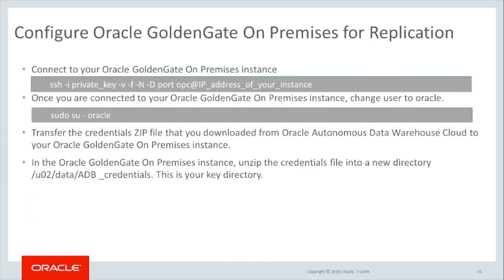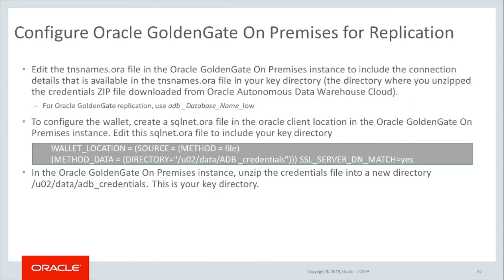Connect to your Oracle GoldenGate on-premises instance using SSH and a private key. Once you are connected, change user to oracle and transfer the credential zip file that you downloaded for Oracle Autonomous Database. It contains wallet connection information as described in previous modules. Edit the tnsnames.ora file in the Oracle GoldenGate on-premises instance to include the connection details that are available in the tnsnames.ora file in your key directory, the directory where you unzipped the credential file which you downloaded for Autonomous Database in the Connecting to Autonomous Database module.